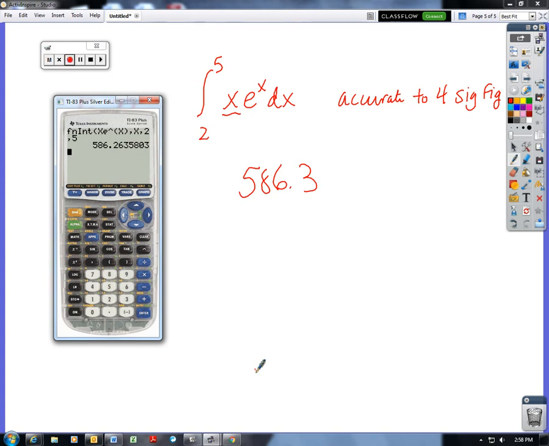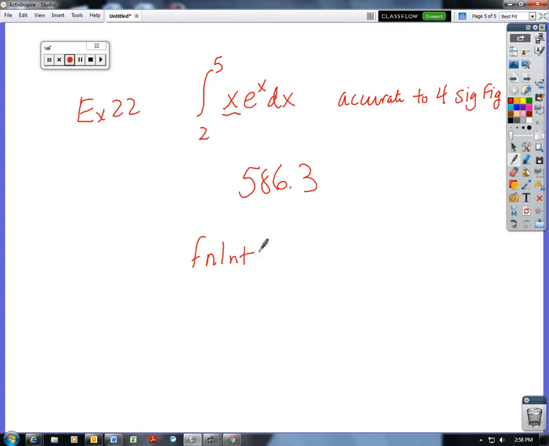So let me write the notation here. It's fnInt, the function, x, the lower limit, the upper limit, or the upper bound if you want to call it that. And that concludes the lesson.